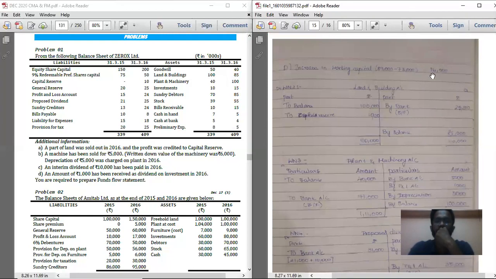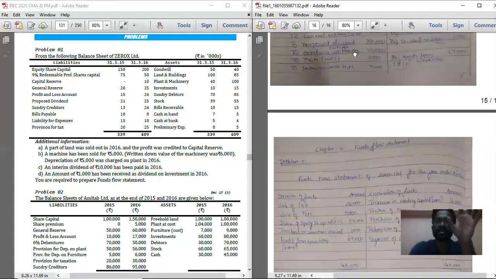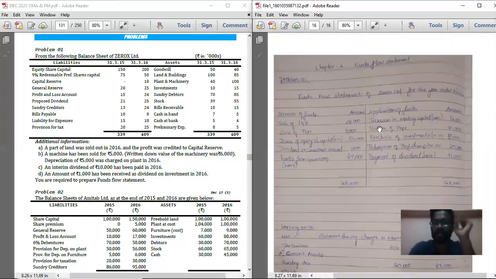So we have calculated the increase in working capital. When there is an increase in working capital, what should we do? First understand it. If there is an increase in working capital, extra funds have been given for working capital. That is, for working capital operations, you have put in an extra amount. So you are using your funds. So it is nothing but application of funds. So when there is an increase in working capital, take it to the application of funds.